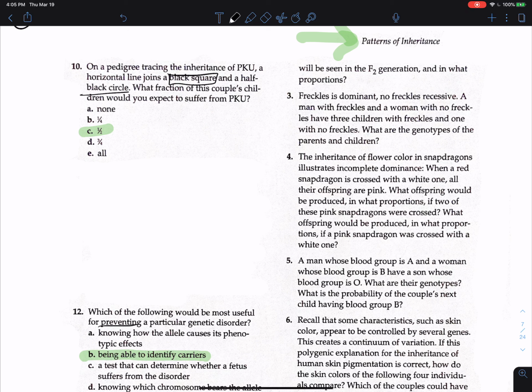All right, number 3. Freckles is dominant, no freckles is recessive. A man with freckles and a woman with no freckles have 3 children with freckles and 1 with no freckles. What are the genotypes of everybody based on this condition? So the man would have to be heterozygous here, capital F, lowercase f, assuming F stands for freckles. The wife would be homozygous recessive, lowercase f, since she doesn't have freckles. The children with freckles would have to be heterozygous dominant, capital F, lowercase f, meaning they pass on the trait for no freckles. And those without freckles would have to be homozygous recessive, lowercase f. Okay?